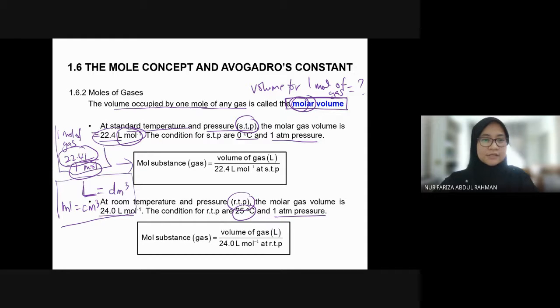Yep, this one. This is for STP, and this is for 1 mole of gas is equal to 24 liter. Liter, not liter per mole, because here it already shows 1 mole. This is 1 mole is equal to 24 liter. The unit is liter. So so far we have four relationships that can be used in our dimensional analysis, solving problems.